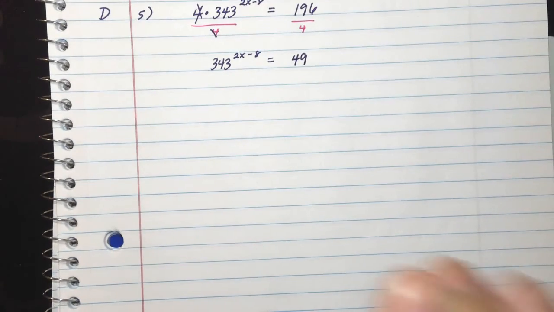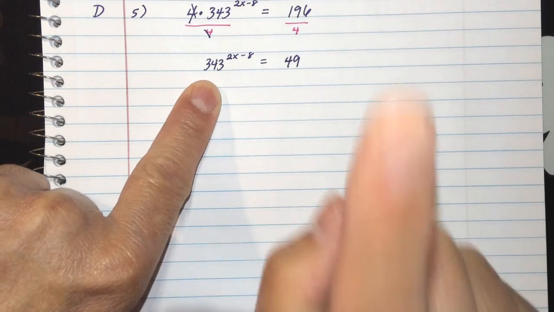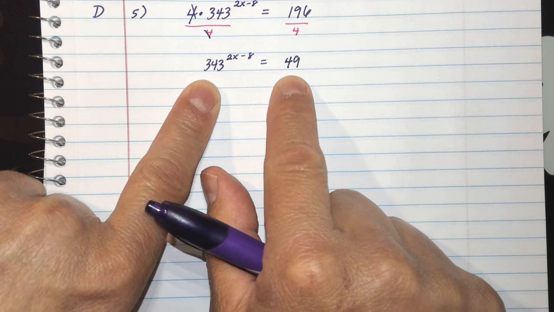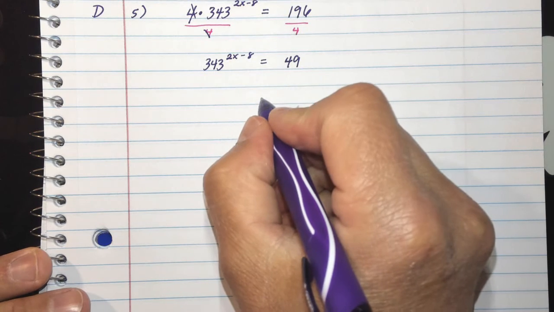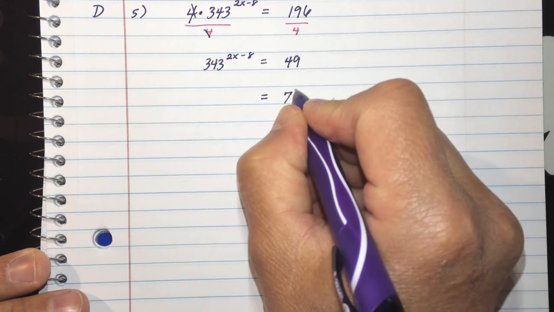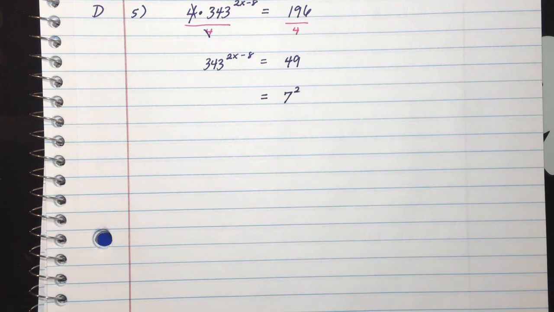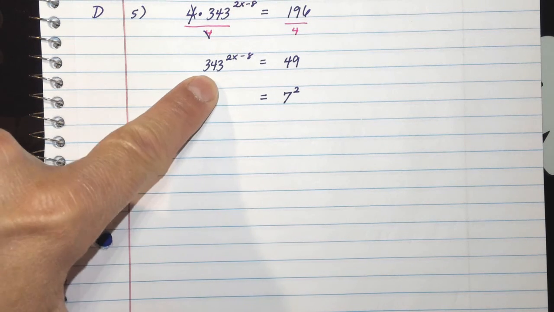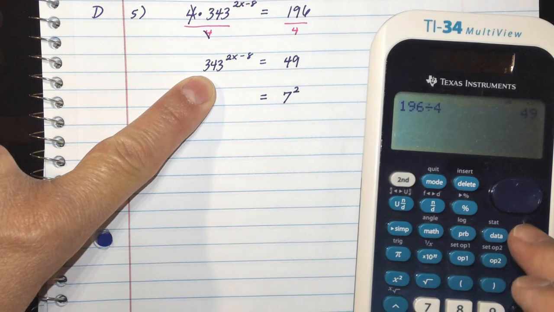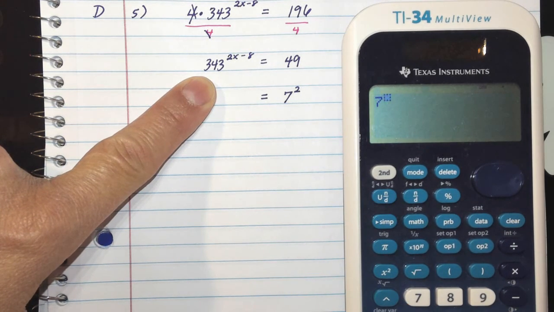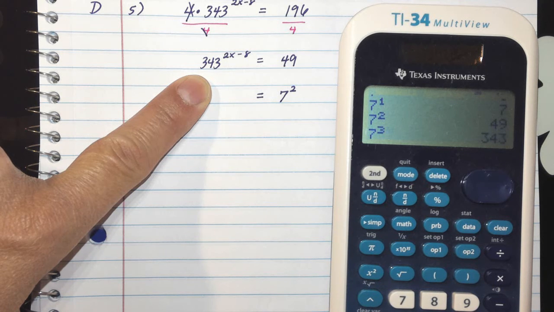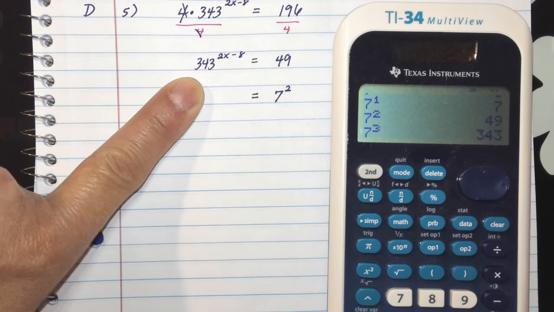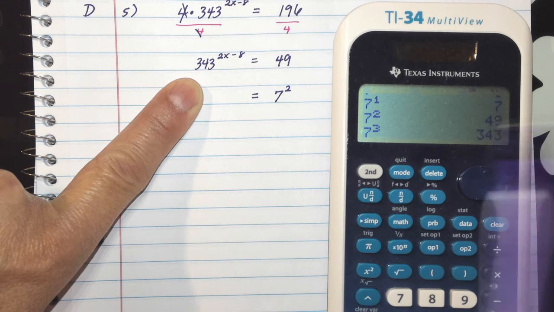Alright, now we need the same base. Hopefully, when you see a 49, your brain automatically thinks 7 squared. So I'm going to make that into a 7 squared. This is equal to that. Now I need to change this to, let's see, 7 to the 0. No. 7 to the 1. No. 7 to the 2. No. 7 to the 3. Maybe. Oh, there we go. We got a winner. So I'm going to replace 343 with 7 to the 3rd.